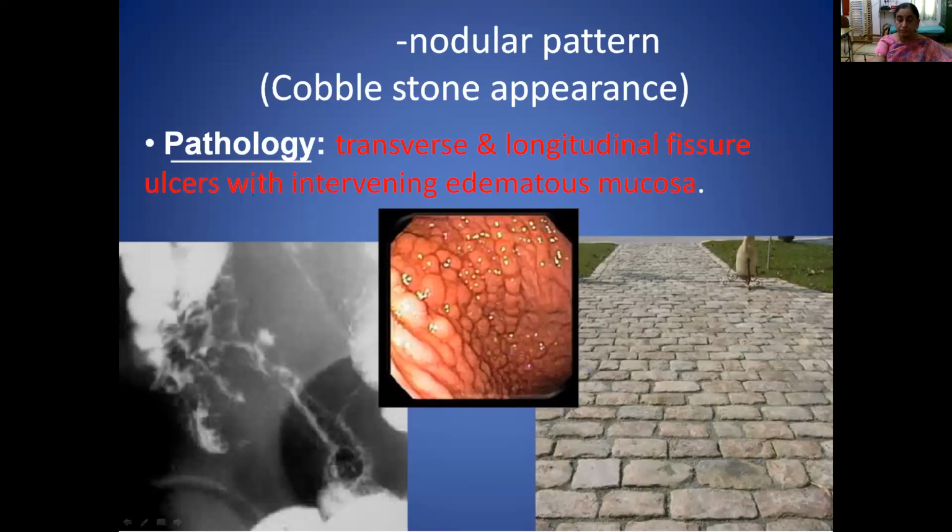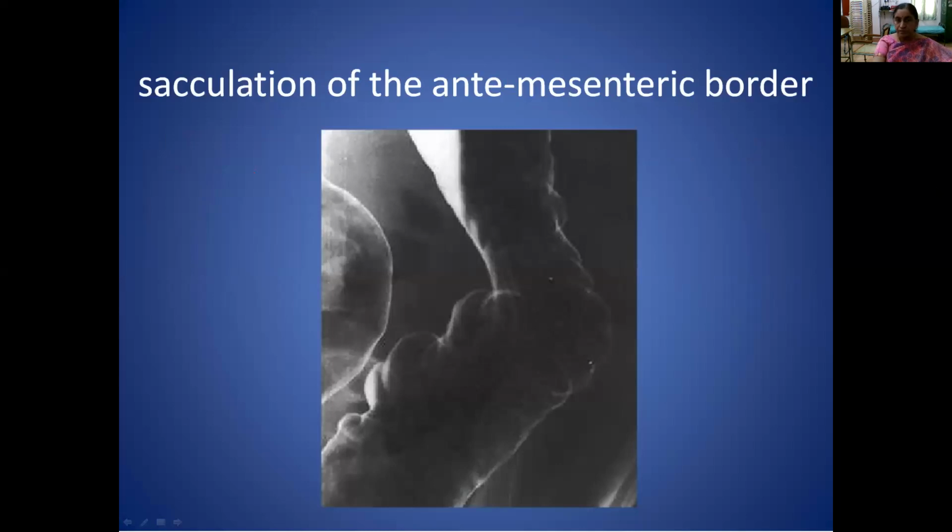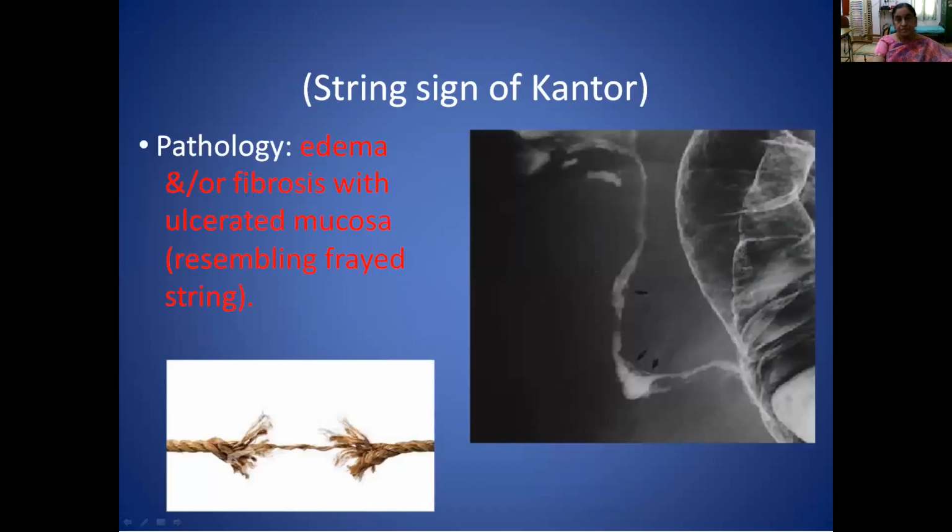So the part of the intestines in between the ulcers is a little bit edematous, giving the appearance of cobblestone appearance. Circulation of the anti-mesenteric border is another feature you can see sometimes. String sign of contour is very, very important and is one of the PG questions. Here the edema and sometimes fibrosis with ulcerated mucosa shows what is called a string sign of contour with barium follow through examinations.